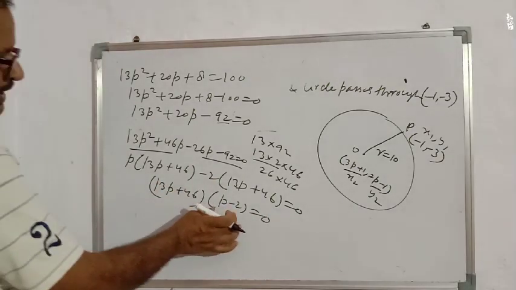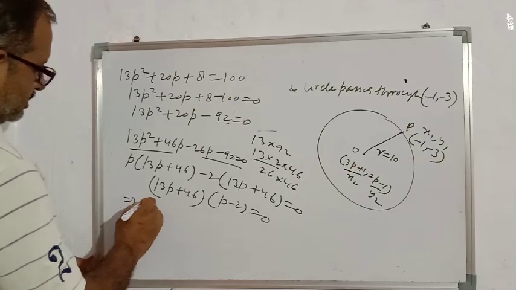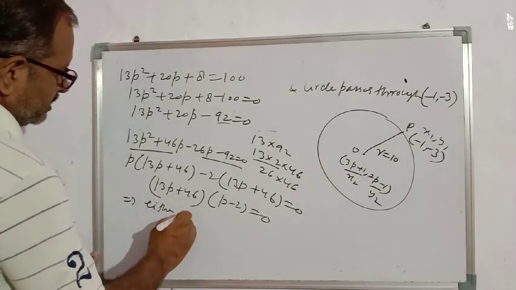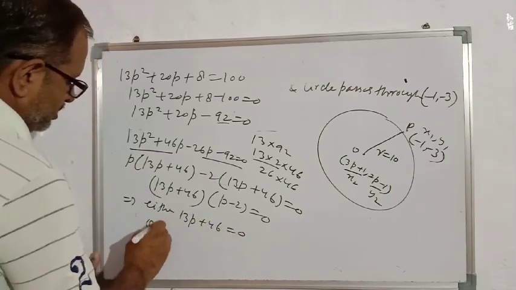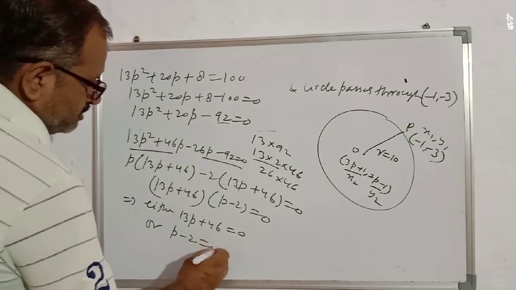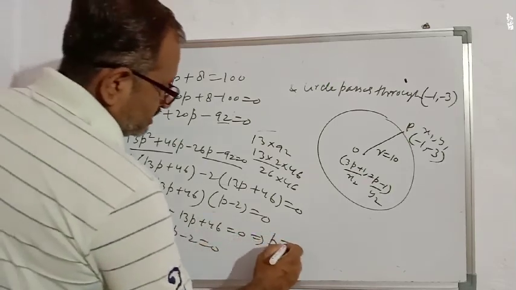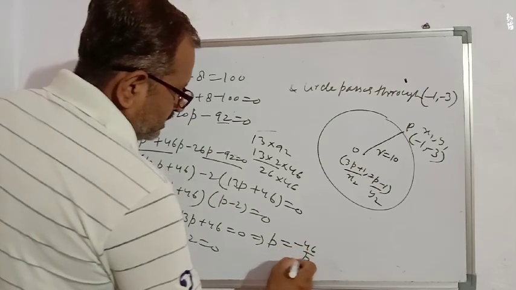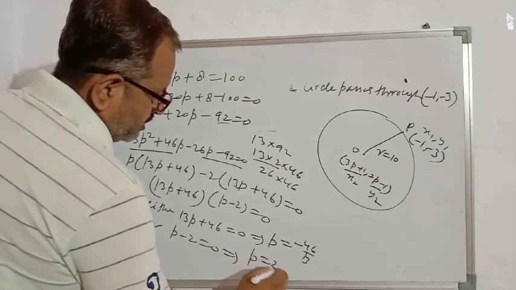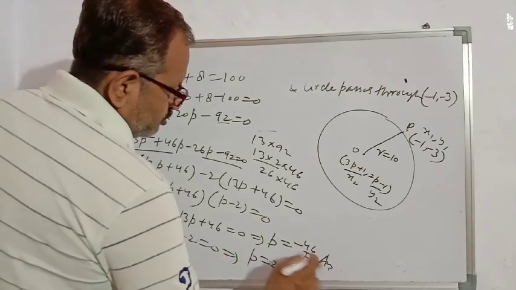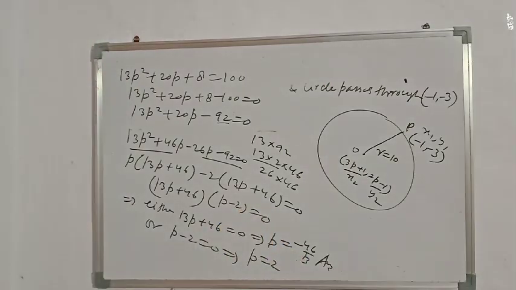So the product of two brackets is 0. So equate each bracket equal to 0. This implies either 13p plus 46 is 0 or p minus 2 is equal to 0. This will give the value of p as minus 46 by 13. And from here, p minus 2 is equal to 0, p will be 2. So we will get two values of p. Either p is equal to 2 or p is equal to minus 46 by 13.